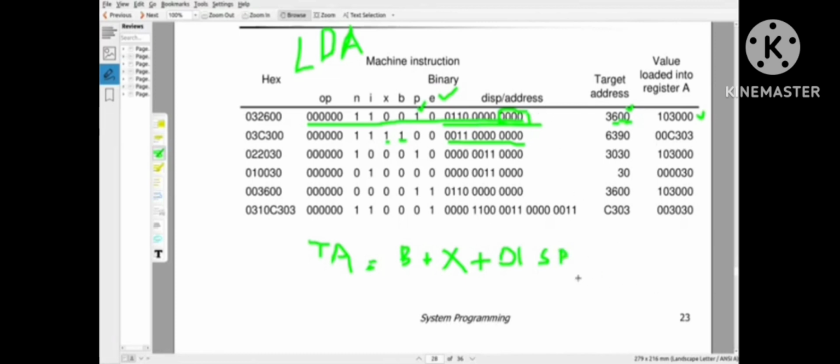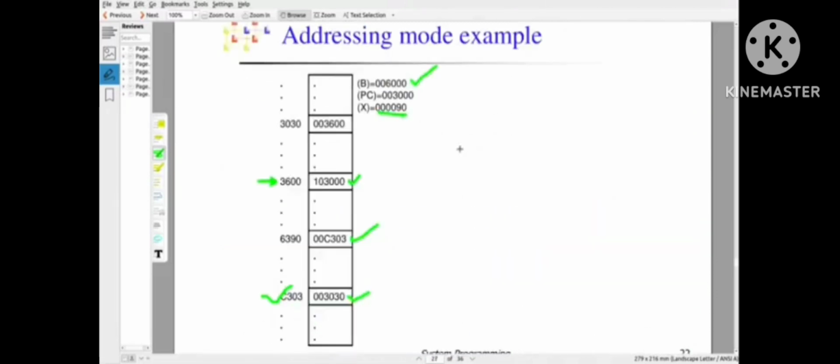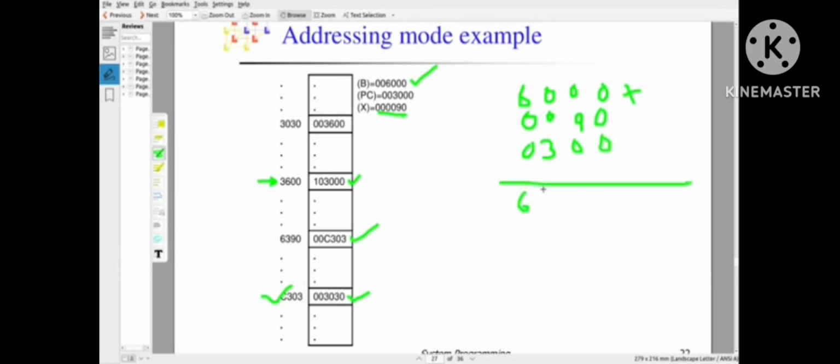You can see that our displacement is 300, our X register contains 0090, and our base register contains 6000. So 6000 plus, X register contains 90, I will write only the last 4 hexadecimal digits. Then what is in the displacement? 0300. If you add all these 3 values, then you will get 6390.